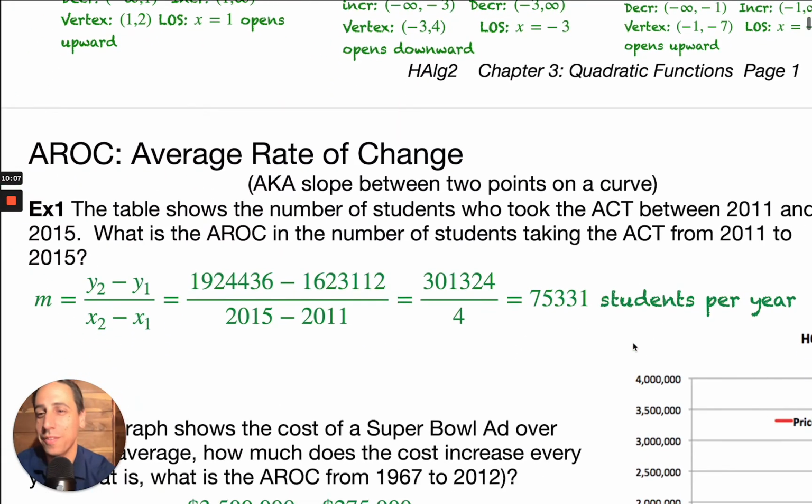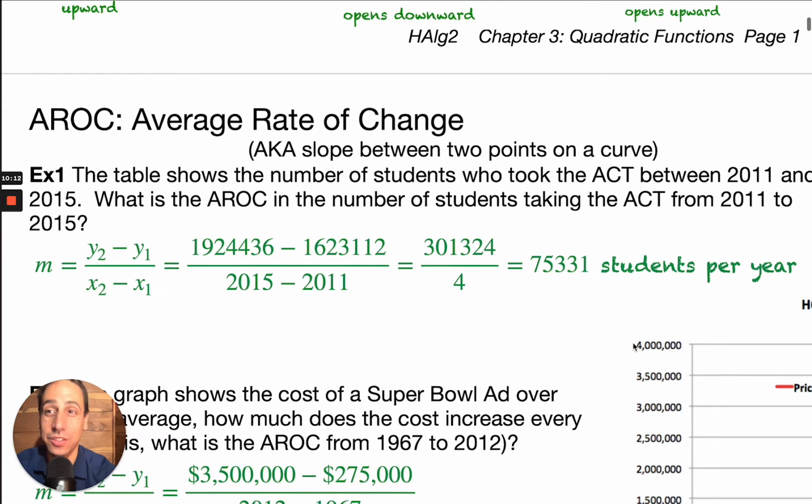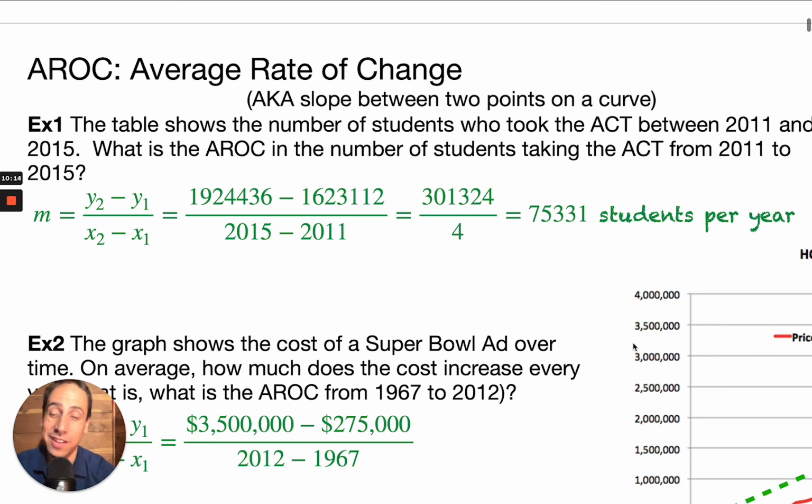Oh, this is my favorite absolute topic to teach and pronounce. It's pronounced A-rock. Everyone say A-rock for me. Boom. That's average rate of change, AROC. When you come into class tomorrow, you can give me a big A-rock.